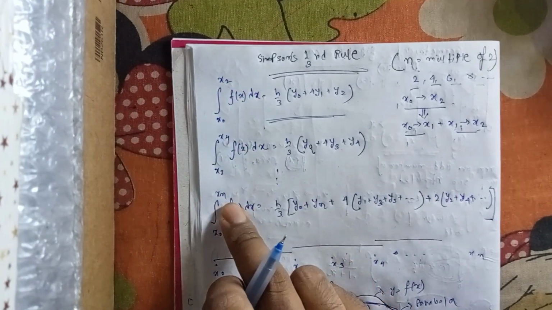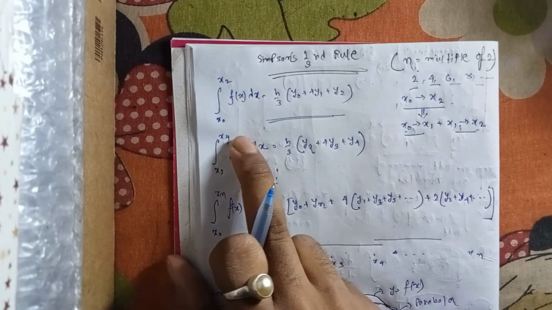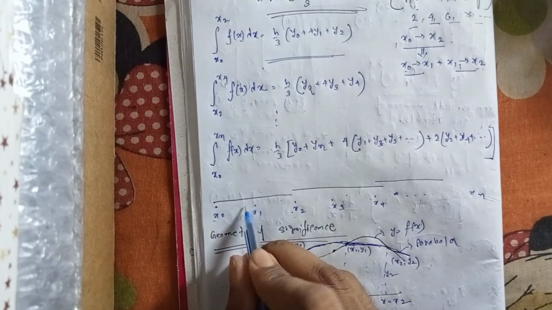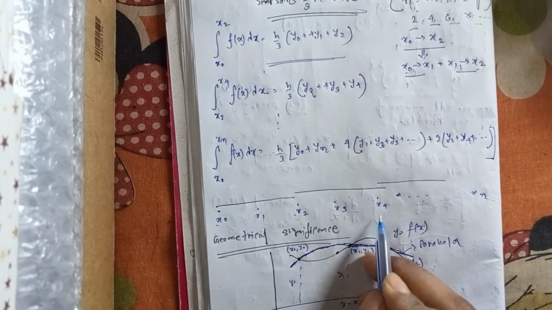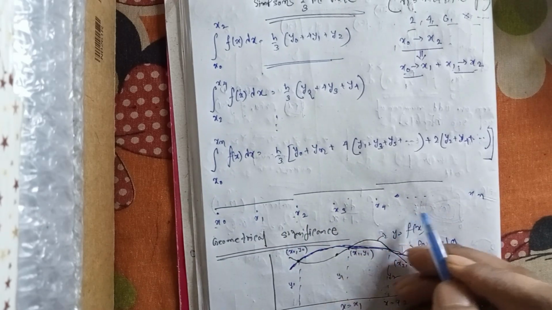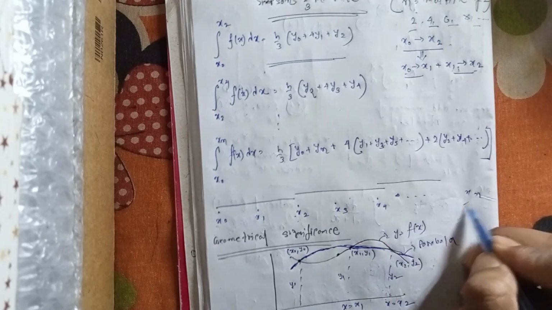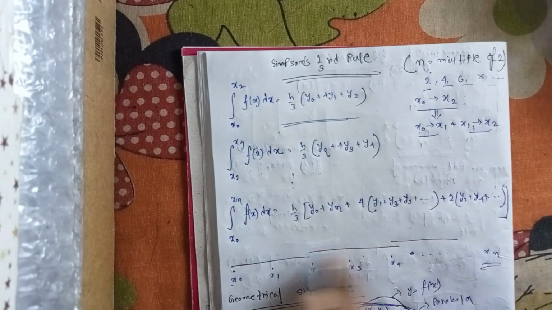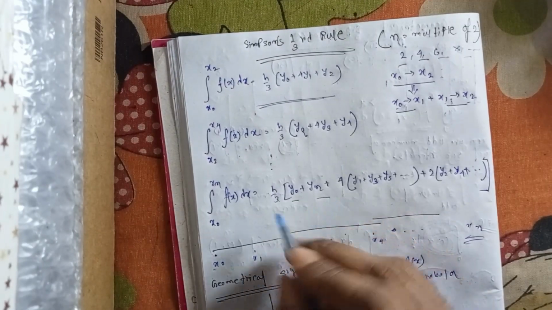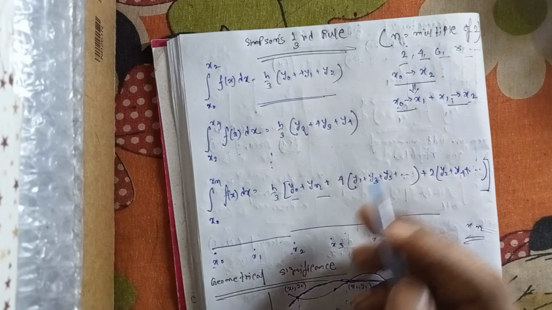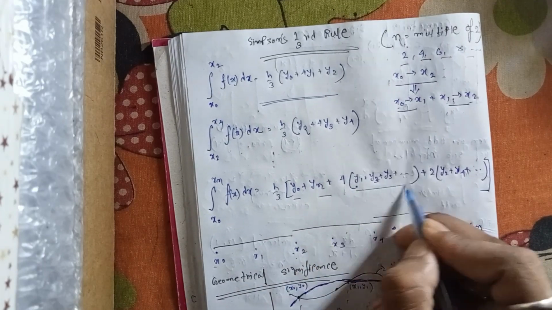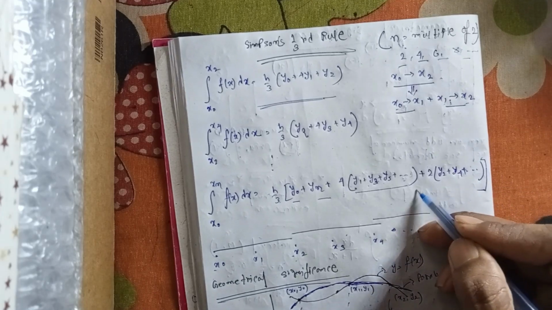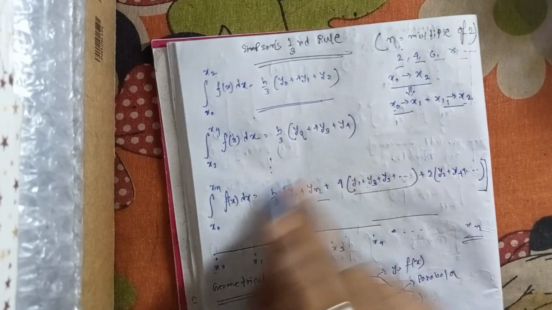So the next level is what? x2 to x4. Means x0 to x2, 2 intervals, and then after that x2 to x4, and after that x4 to x6. By this way we will reach xn. So this is the general formula at the first level, second level, and up to the generalized formula. y0 and yn are the terminal points, so we separate these, and 4 into the odd terms y1, y3, y5, and also 2 into the even terms, means y2, y4, y6. So this is the generalized formula.